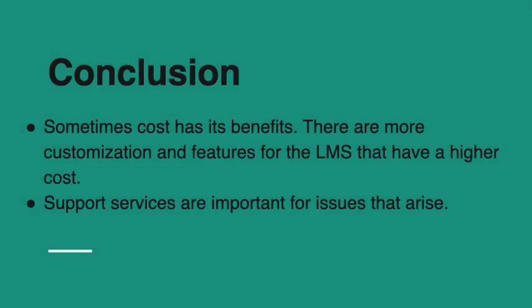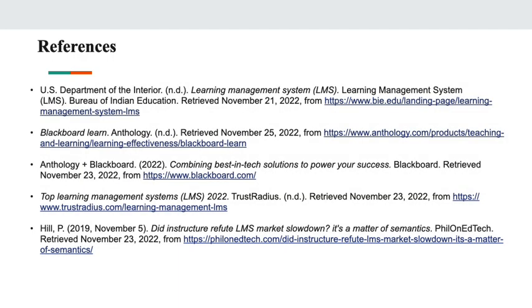In conclusion, sometimes cost does have its benefits. I mean, you are paying for what you get. So there are more customization and features for the learning management systems that have higher cost, like Canvas. Support services are very important for issues that arise. If you cannot get in touch with someone, as soon as you're having an issue, that would be a problem. So you do want to look at the types of support that are available to you when you are choosing a learning management system. And there are some references.